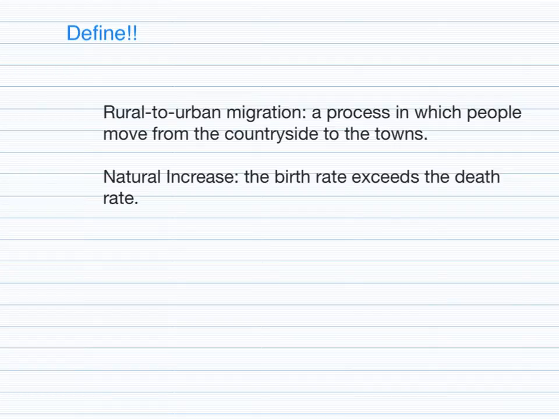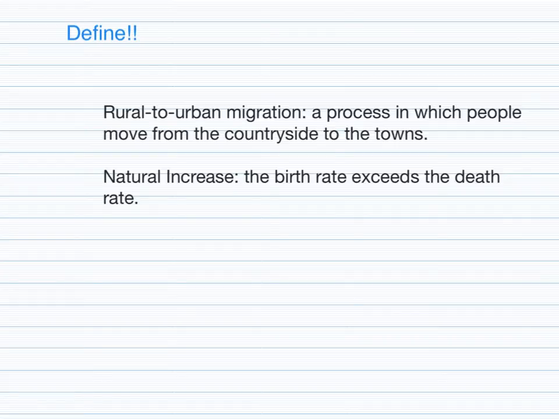So urbanisation as a whole is people moving into cities, but they could be coming from anywhere. Rural to urban migration is people coming from the countryside. So the key is in the word rural, which means countryside, and urban means towns. So if you remember that, that will help.